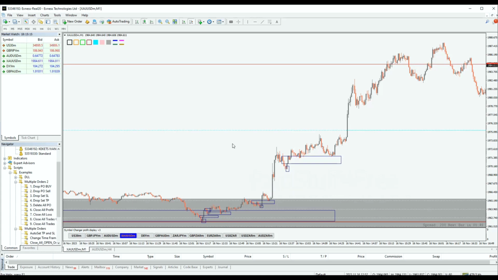Brother, can you share that script with me later? Yeah, if you open 20 trades here, you don't need to be closing them one by one. You just take the script and run it here. It will just close them just like that.